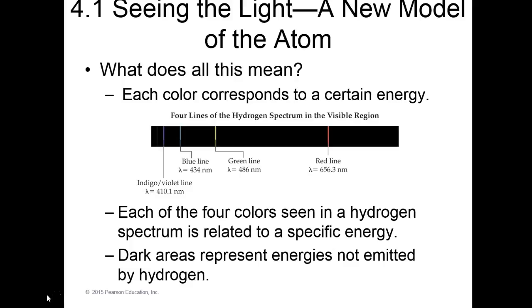So what does this all mean? Well, each color corresponds to a certain energy. The indigo violet line was 410 nanometers, the blue line 434, green was 486, red is 656.3. All of those were being emitted from hydrogen, but yet others weren't. So let's look at why.